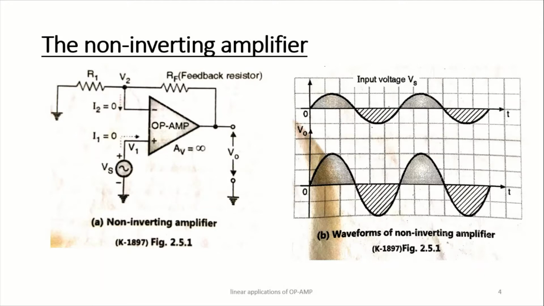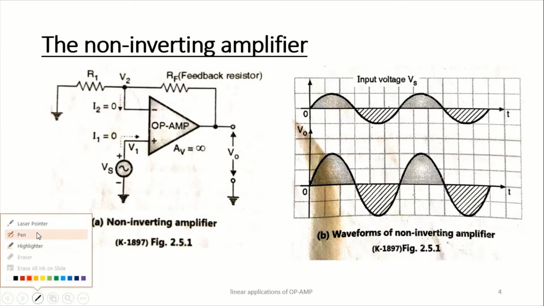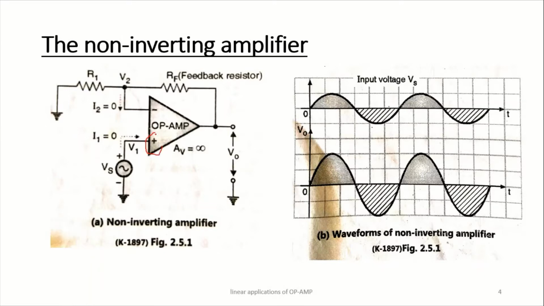The non-inverting amplifier using an op-amp is shown in the figure. Here the signal which is to be amplified is applied to the non-inverting terminal, that means the plus terminal. The plus terminal is the non-inverting terminal of the op-amp. The inverting terminal, the negative terminal, is connected to the ground via the resistance R1. R1 is the input resistance. The waveform shows that the input voltage and output voltage are in phase with each other.